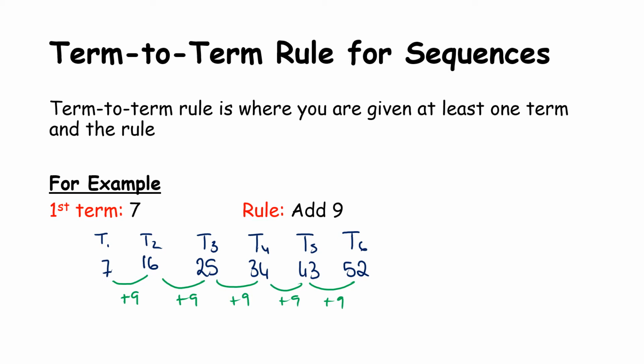So it's important to remember that it's not enough just to know the rule, the add 9, you also need to be given at least one term. You don't have to be given the first term, you can work backwards and we'll see how we can work with that in the next slide.